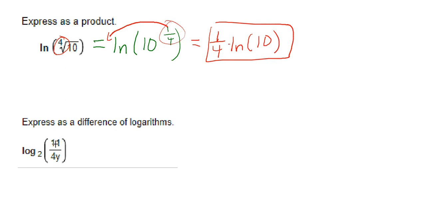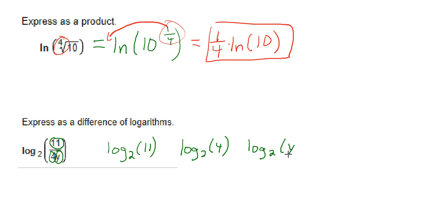Each factor from the numerator and the denominator gets to go inside of its own logarithm. Here we have just 11 on top, so that will go inside of its own logarithm. So we'll have log base 2 of 11. Here you want to be careful about this. There are two factors here, 4 times y, and those are two different factors. They get separated as well. Each one will go inside of its own logarithm, so we'll have log base 2 of just 4 and log base 2 of just y.